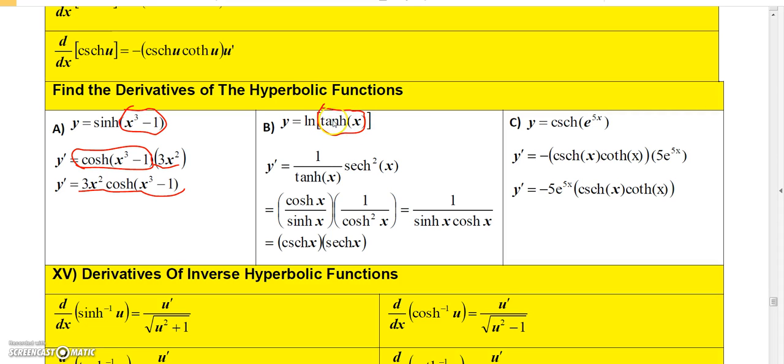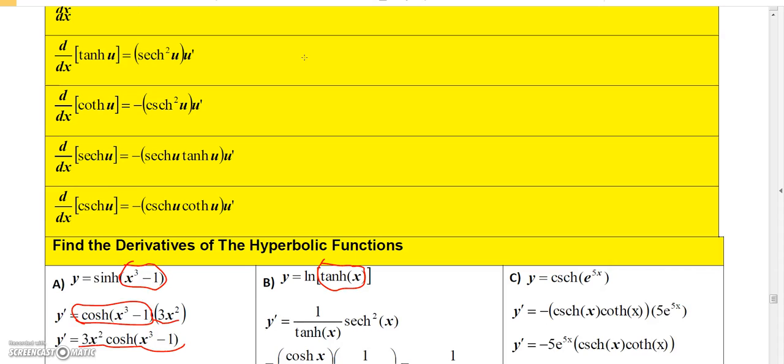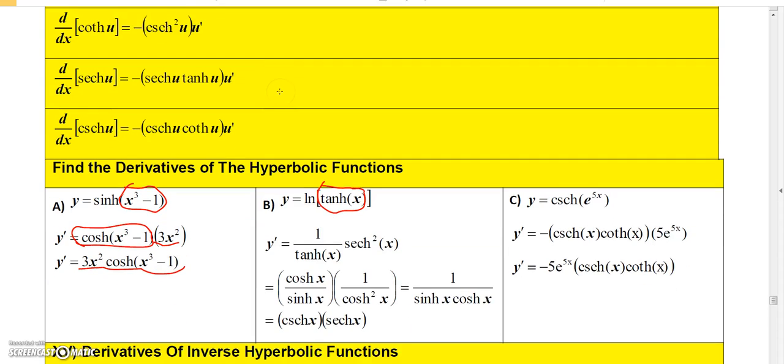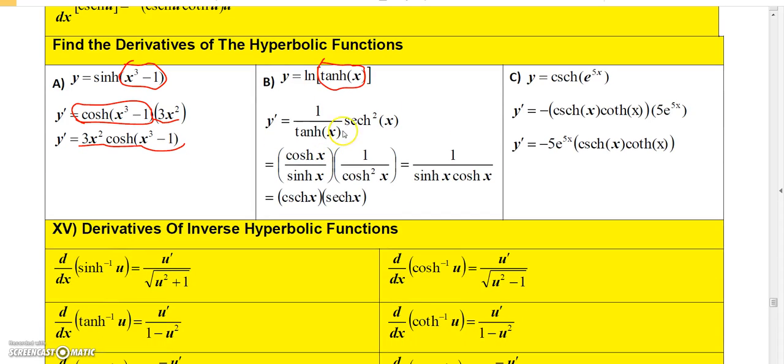And so the derivative of hyperbolic tangent, notice up here, the derivative of hyperbolic tangent of u is hyperbolic secant squared of u times u prime. Now we don't need the u prime here because the argument of the hyperbolic tangent is just x. So the derivative of hyperbolic tangent of x would just be the hyperbolic secant squared of x. So you would just get hyperbolic secant squared of x times 1 over hyperbolic tangent of x.